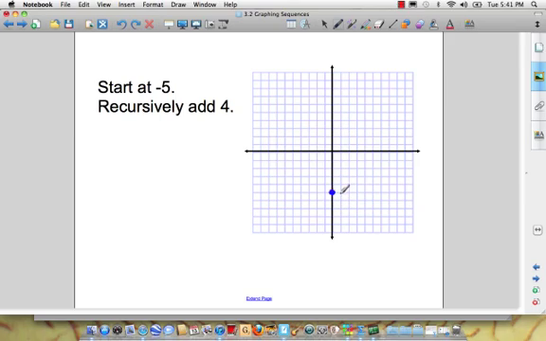So the next term is going to be 1, 2, 3, 4 more. And the next term is going to be 4 more than that. 1, 2, 3, 4. And the pattern continues. Over 1 for the next term, and then 1, 2, 3, 4. And it looks like that's all I can fit on this graph.